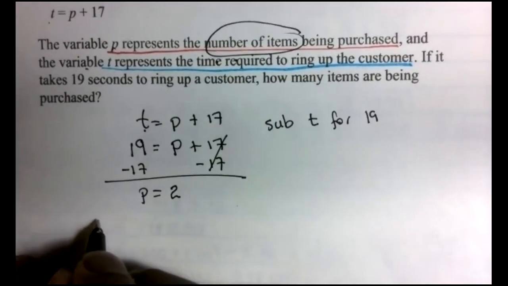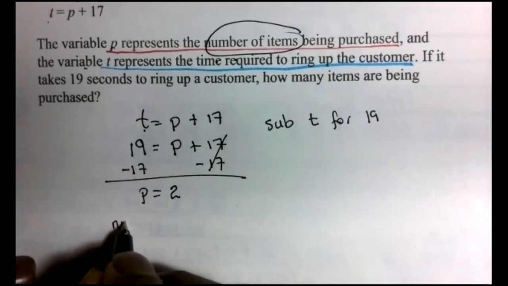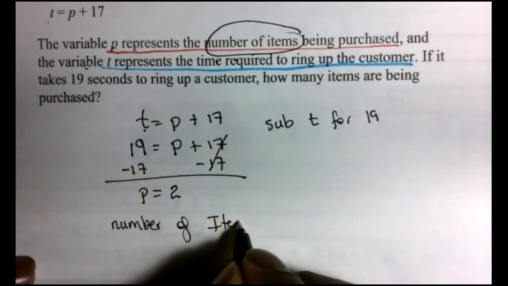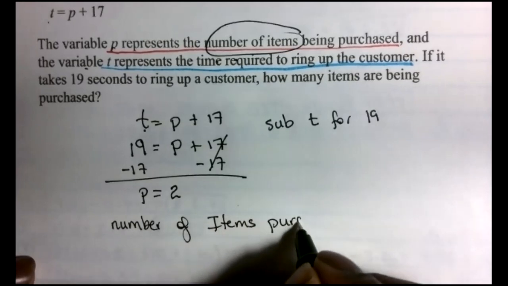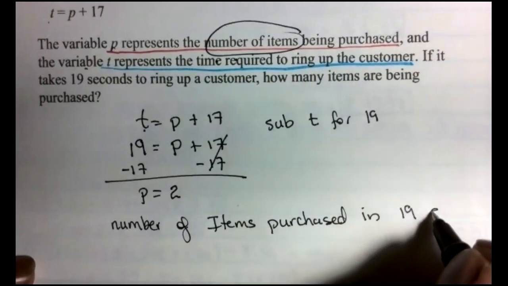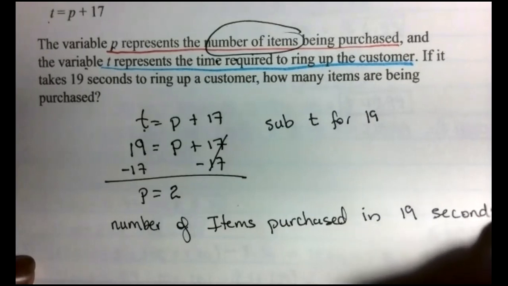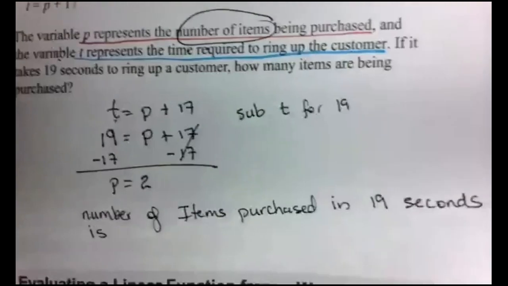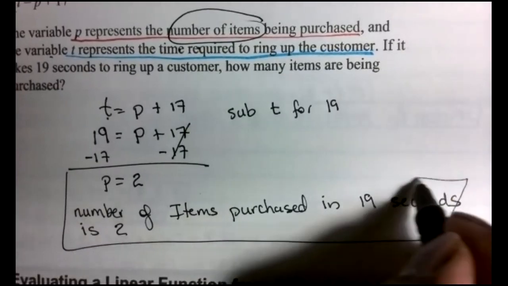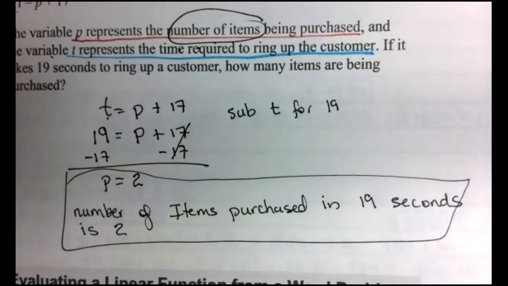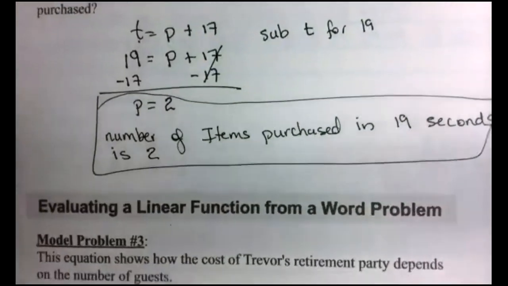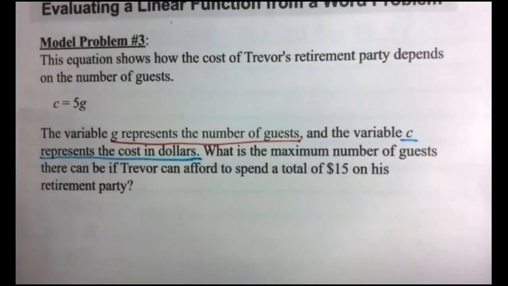So here I'm going to say that the number of items purchased in 19 seconds is 2. Boom, that's a part of my answer. All right, so this should be getting easier and easier as we go along. Let's go ahead and look at the last example right here.